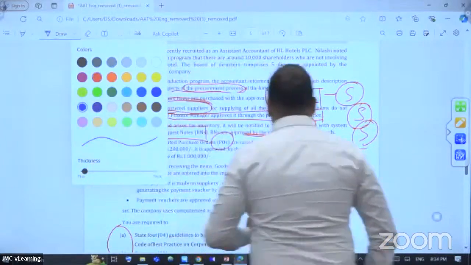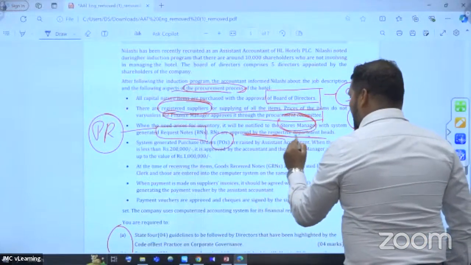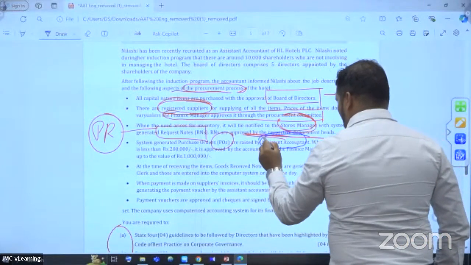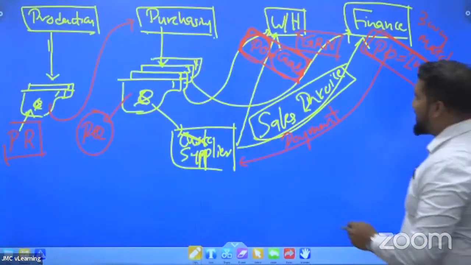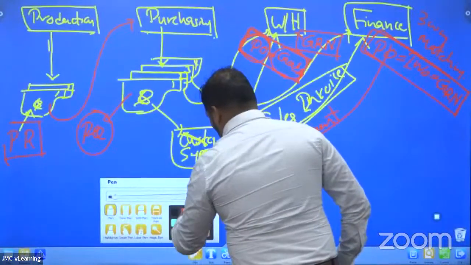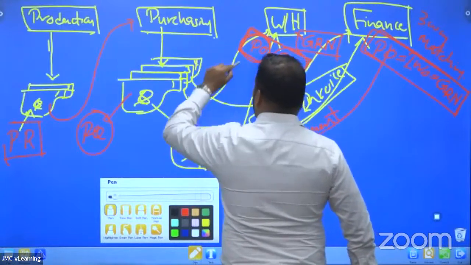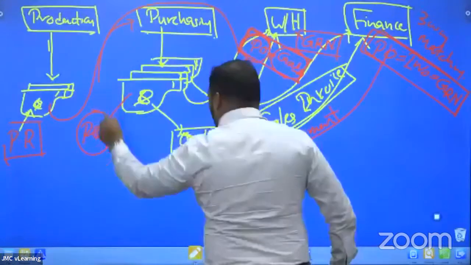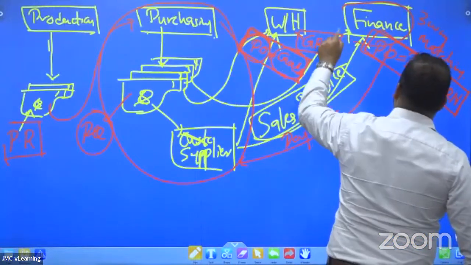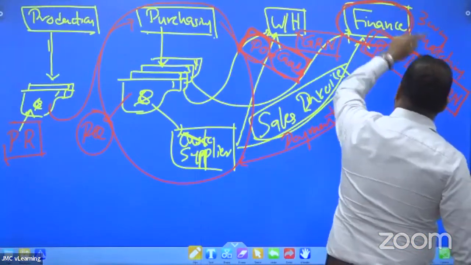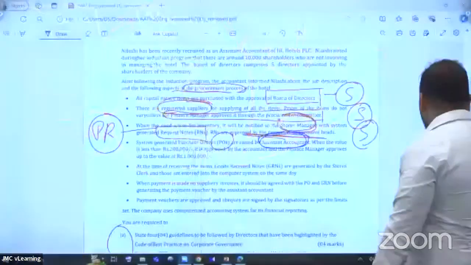What is the question? Why does the assistant accountant raise the PO? Based on the process which we discussed, basically the PO should be raised by the procurement department, the purchasing department. Finance people should not be involved either in the preparation of the PO or in the approval of the PO.